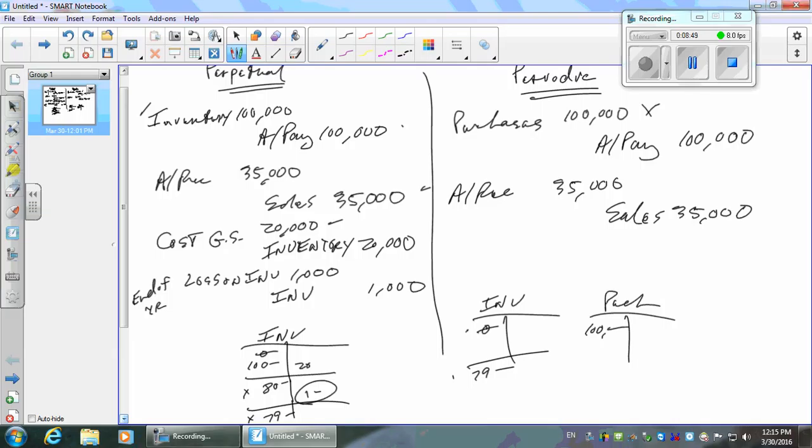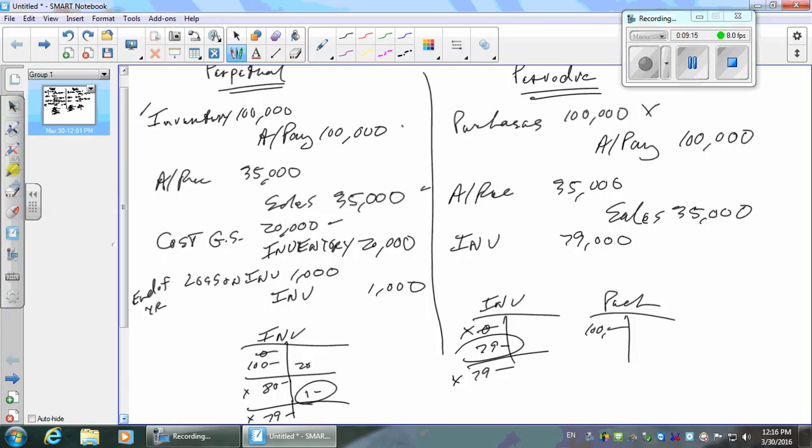Okay. Well, you know what? If I'm doing periodic, I don't know how much inventory I'm supposed to have because I didn't keep track of what I sold, right? So all I know is my balance is whatever it is. In this case, it's 0 because it's the first year, and it should be 79. What do you need to do? Debit 79. That's it. Debit inventory for $79,000. Okay? What are you going to credit?